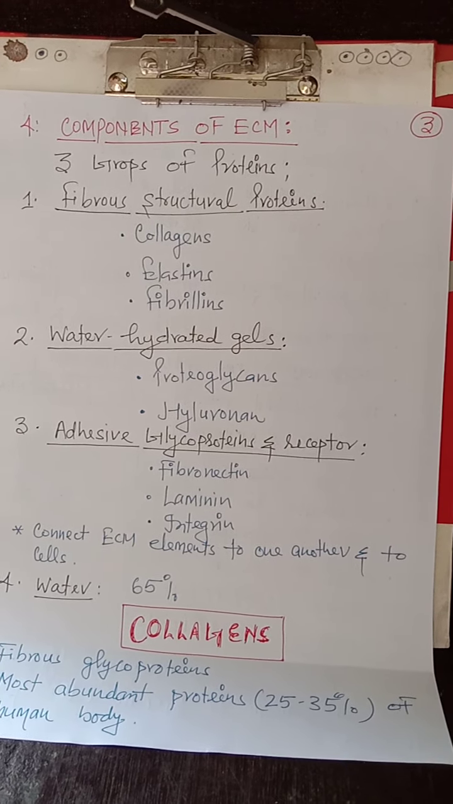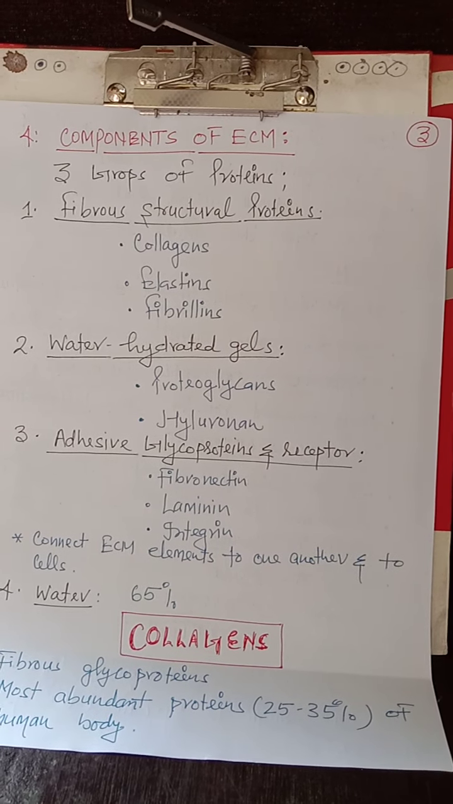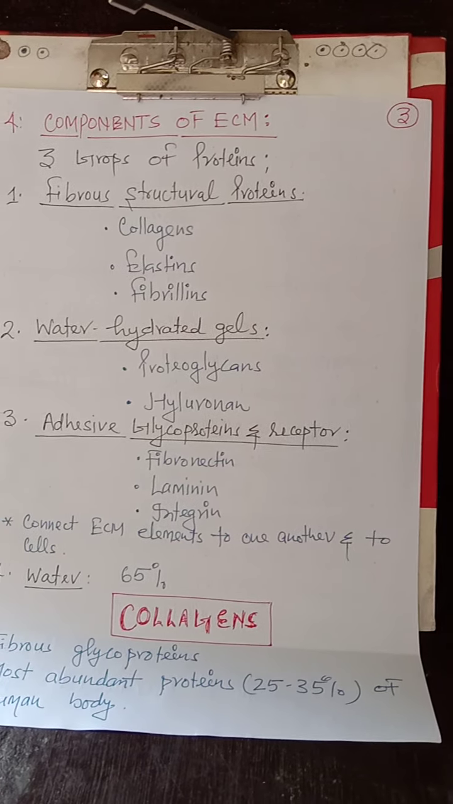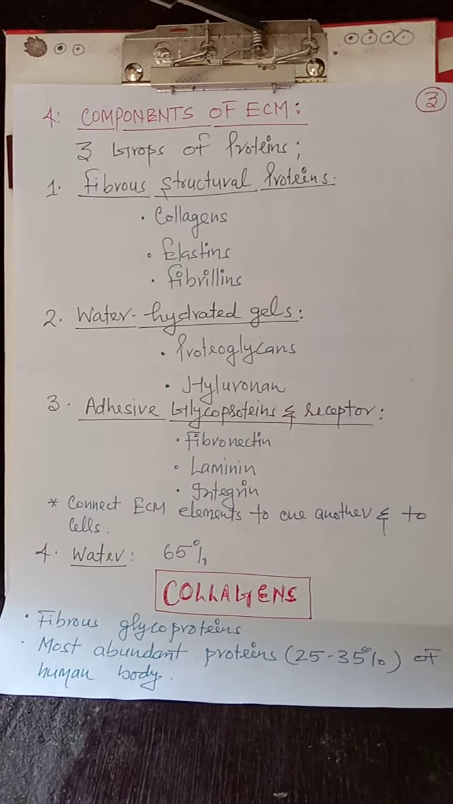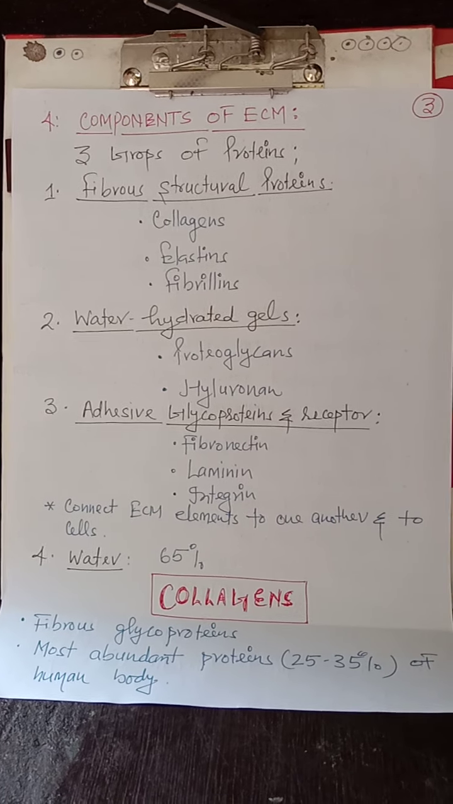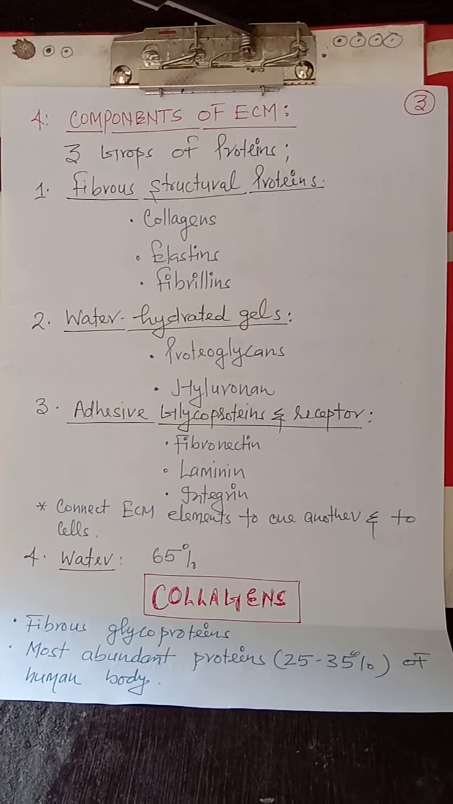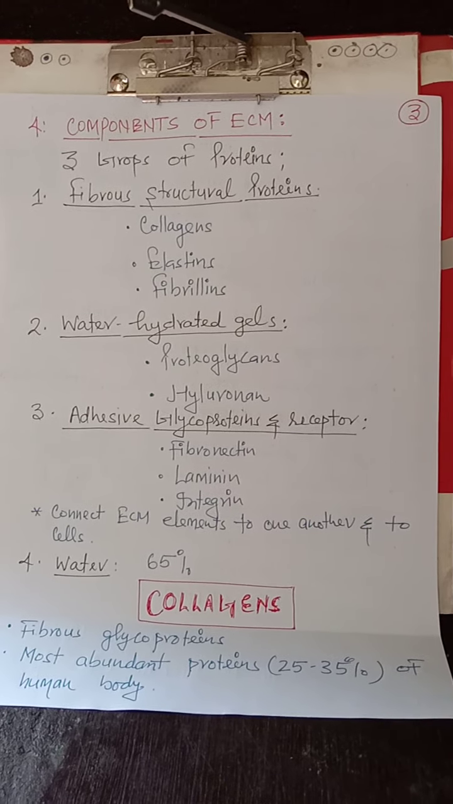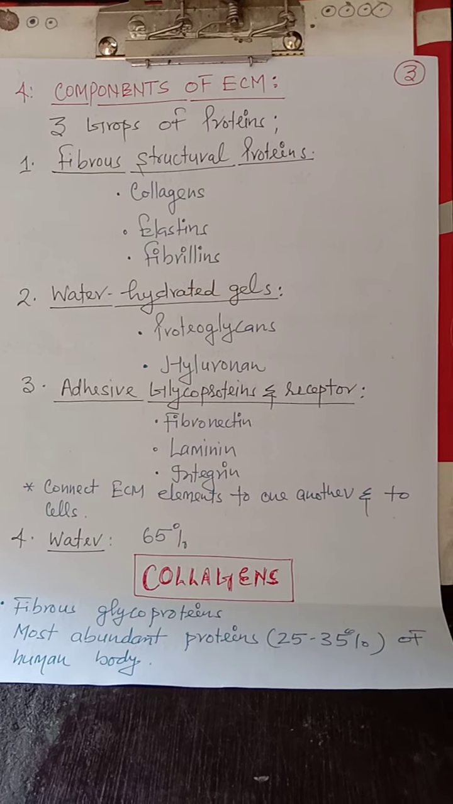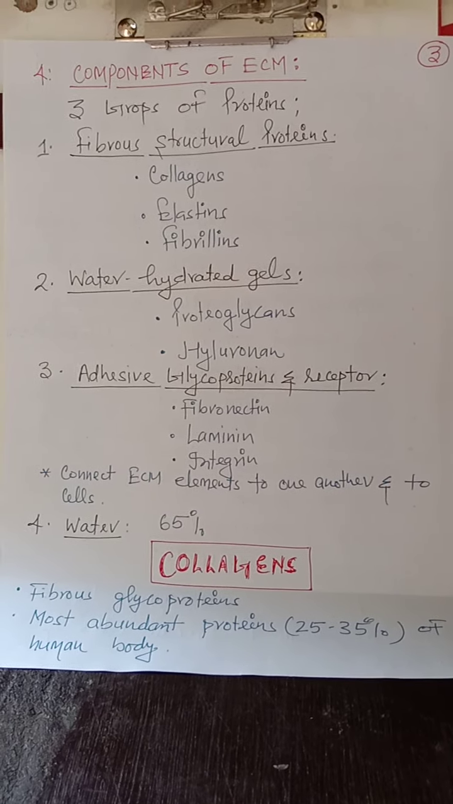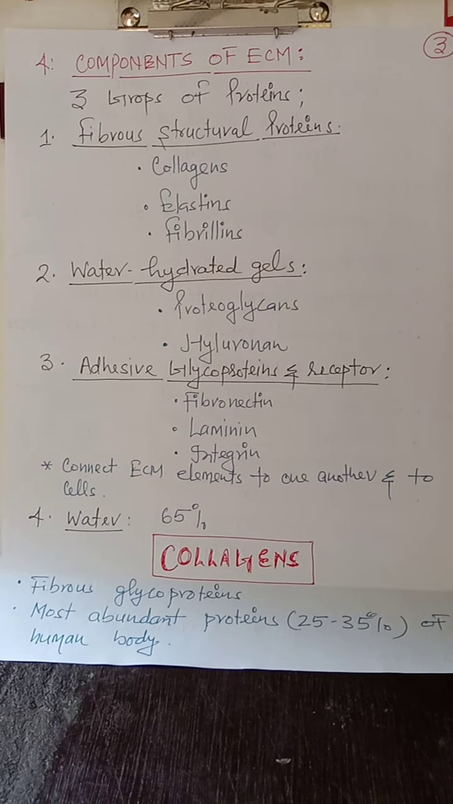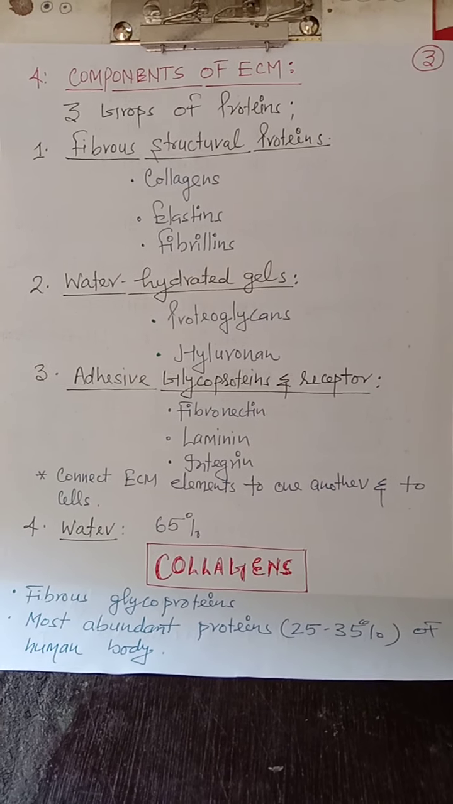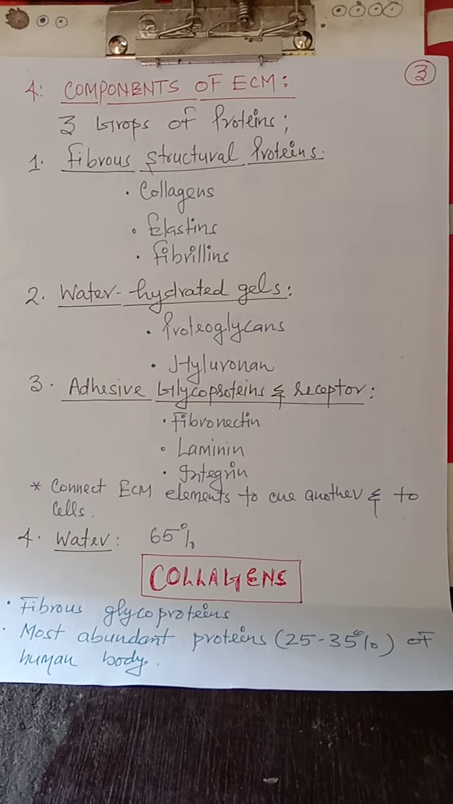So these adhesive elements are responsible for connecting the ECM elements and one cell to another cell. And the last component of the ECM is water. It is supposed that 65% of the total components of ECM is water. So these four points are very important to know about the components of ECM: the fibrous structural proteins, water hydrated gels, adhesive glycoproteins and receptors, and water.